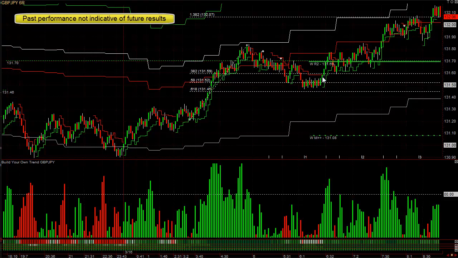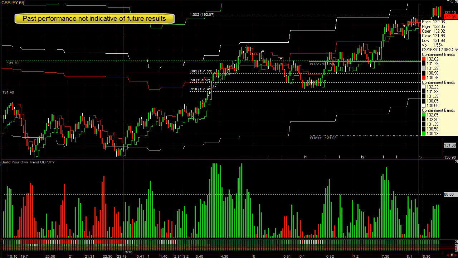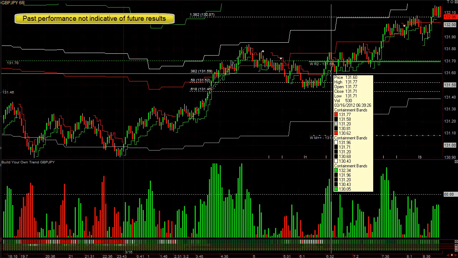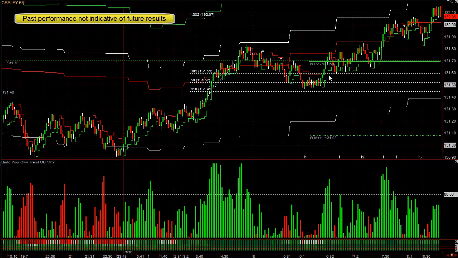This last pullback trade right here, typically you're going to want to put your stop underneath the low and kind of wait for it to hit the fib target, or you can just keep scalping it and make 10, 15, 20 pips, 20 or 30 pips. But this is a great place to get out if you trade at 06. It would have been in this trade around 60 for a nice 45 pip win.